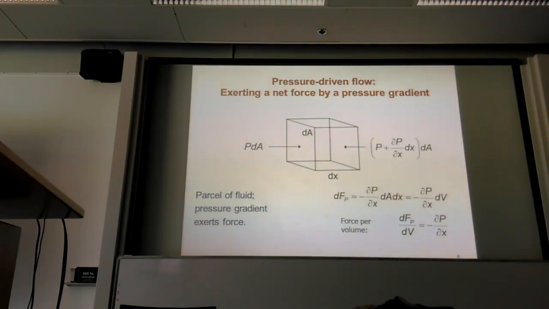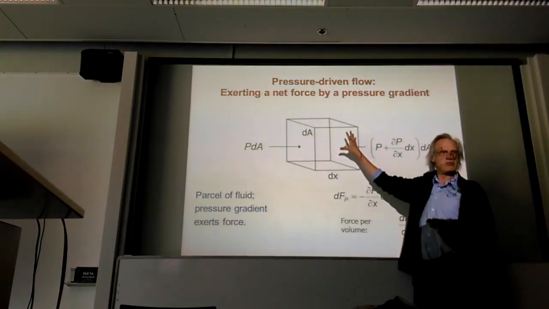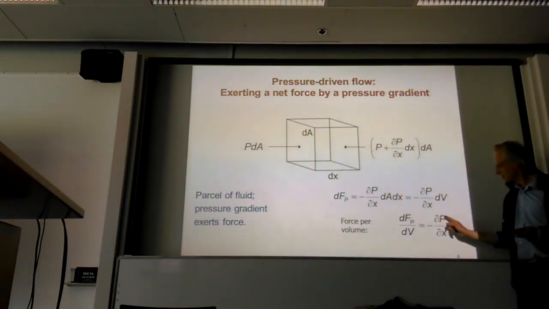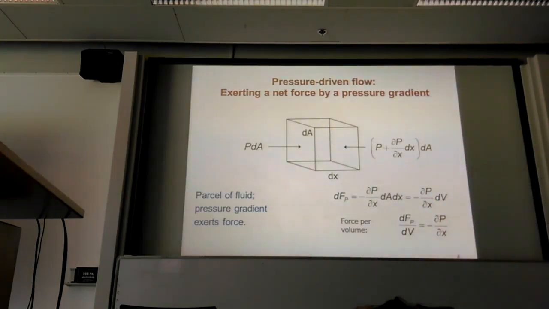So by a pressure gradient, you get a certain force per volume of particle, and that is equal to the gradient of the pressure. Just a little bit more force on the left-hand side than on the right-hand side on this little parcel of liquid.